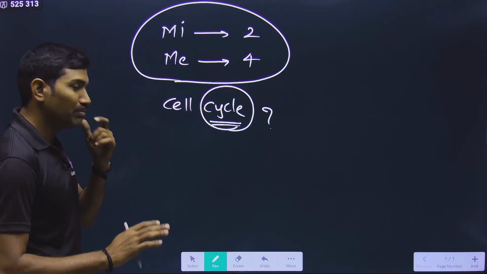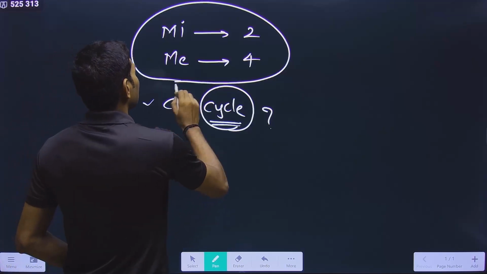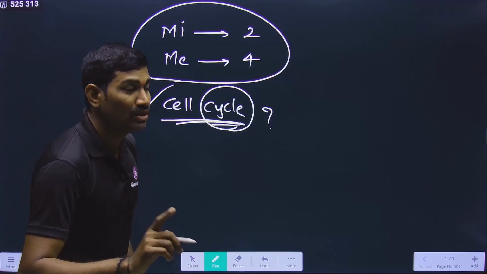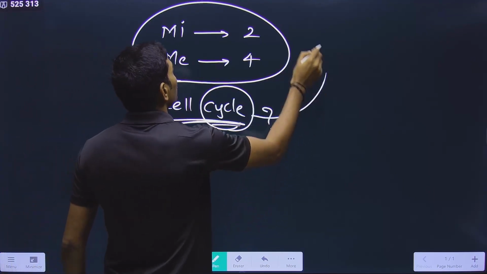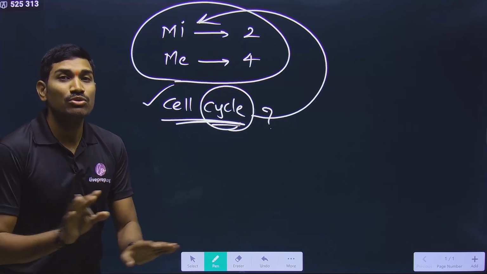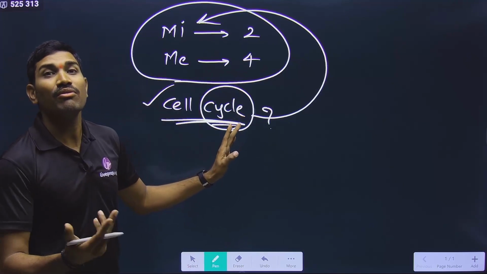Now you just observe it. Many students are thinking that the term cell cycle is used for both. This is what many students are thinking, but it is not true. The term cell cycle is used only for mitosis. You should not use it for meiosis. Why is it like this?